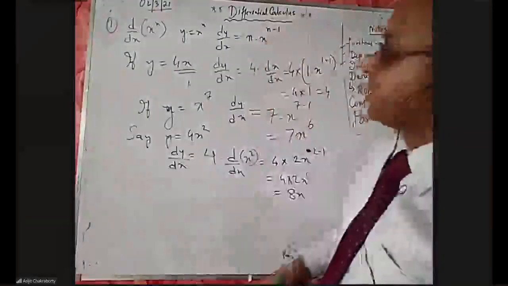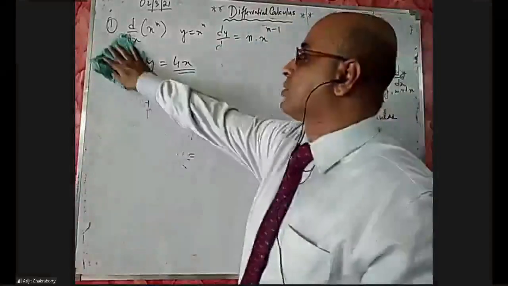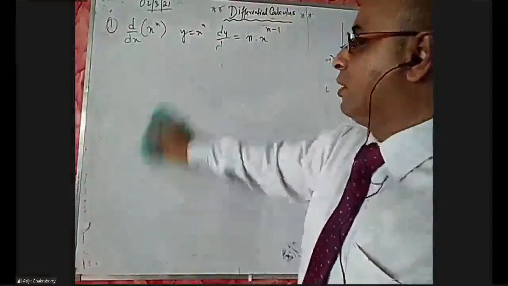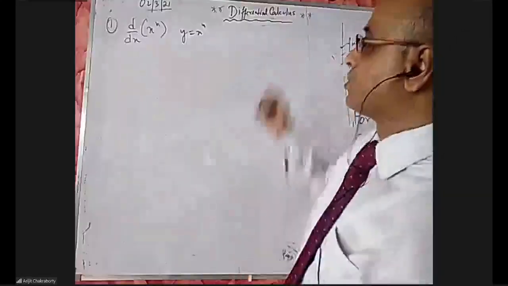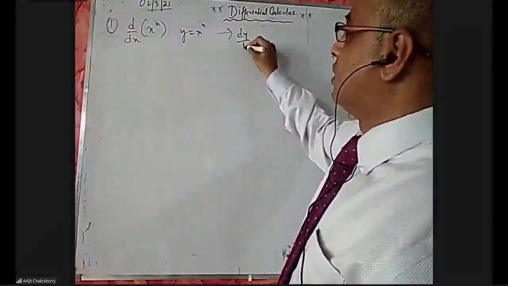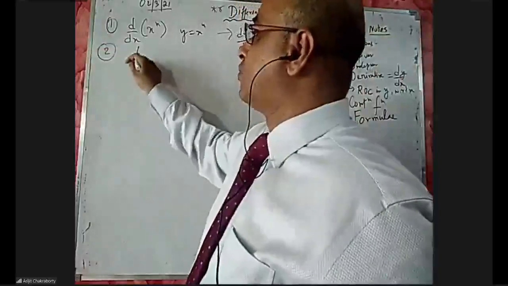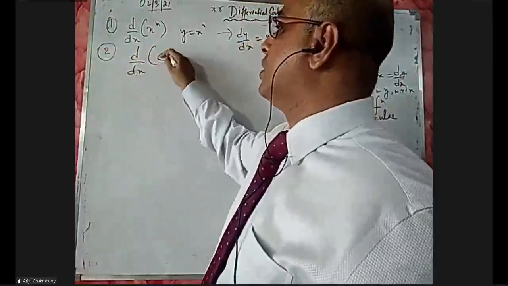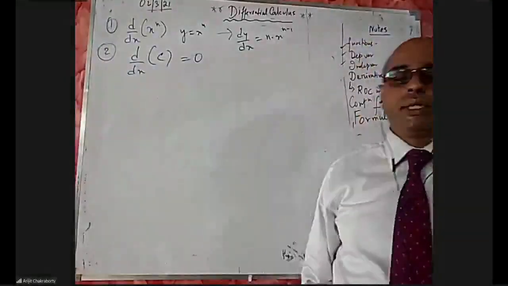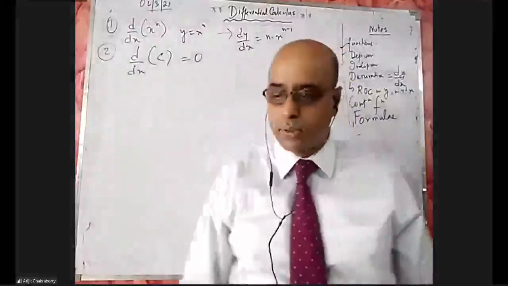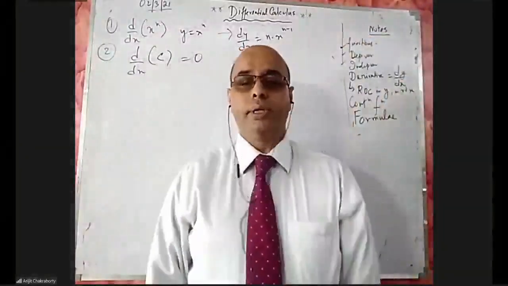Now, another important point. I'll just rub out the examples because we need space to write the major formulas, and for every formula we will do these problems. So if it is x to the power n, dy by dx is equal to nx to the power n minus 1. The next formula is the differential coefficient of a constant c is always equal to 0. In other words, we can say the derivative of a constant function is 0.